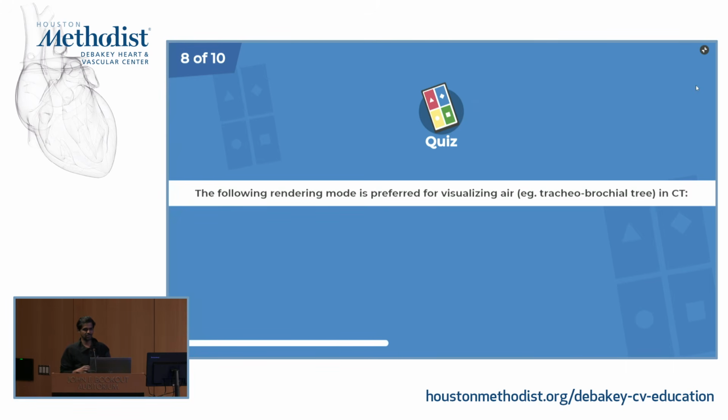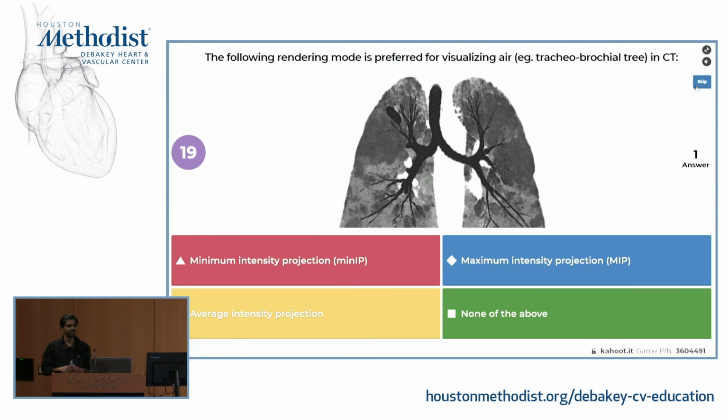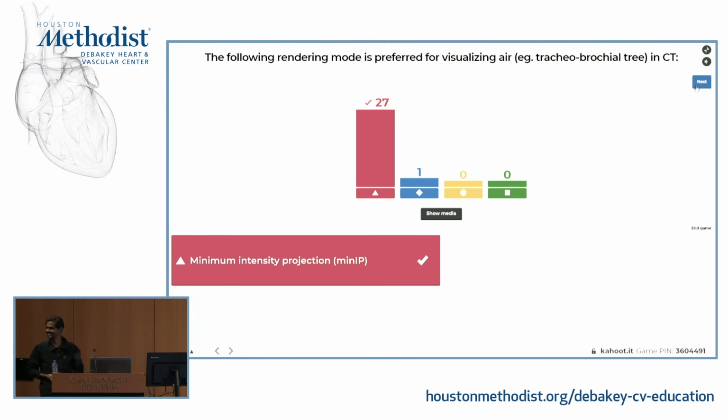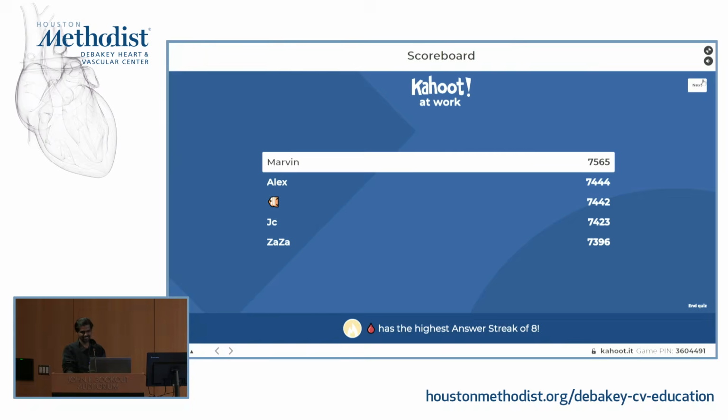So the following rendering mode is for visualizing air, for example, the tracheobronchial tree. I should shuffle it. Oh, yeah, you shuffle these and the whole thing. Okay, good. We have 2 more, and then we can go on to the hands-on stuff.